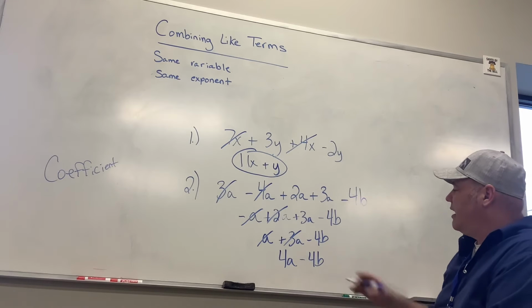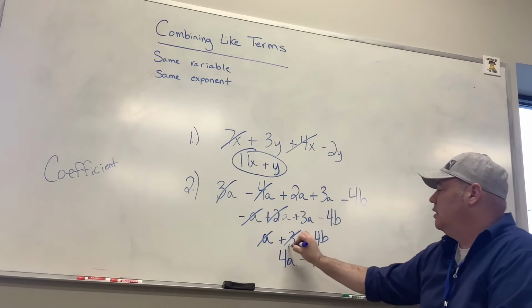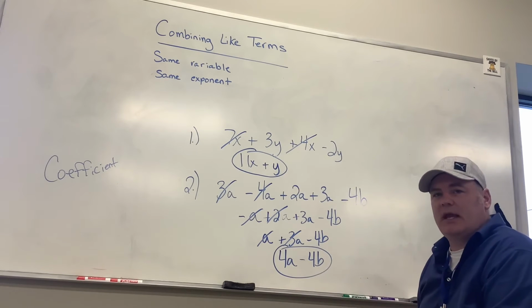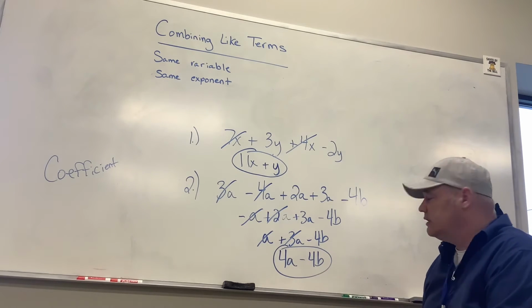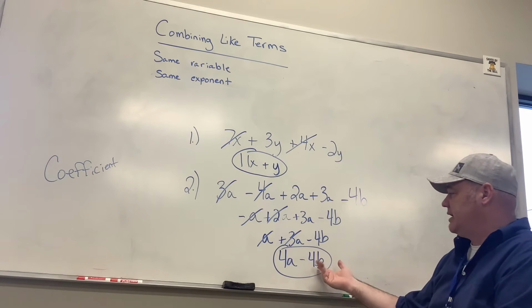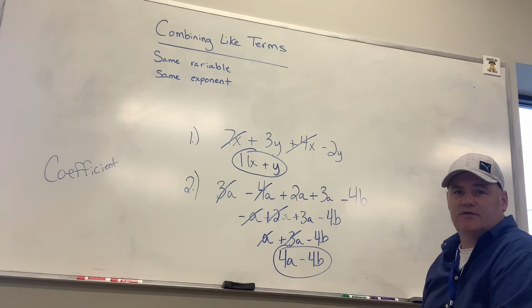And now I have 4a minus 4b. Can I do that? Can I combine them? No. It'd be like if I say 4 apples and take away 4 bananas, I still have 4 apples, and I'm still going to be taking away 4 bananas, but I don't have any bananas to take them away from. So I leave it as 4a minus 4b.